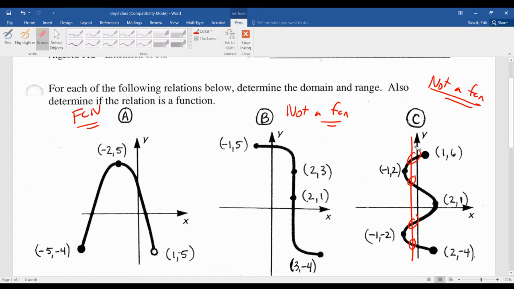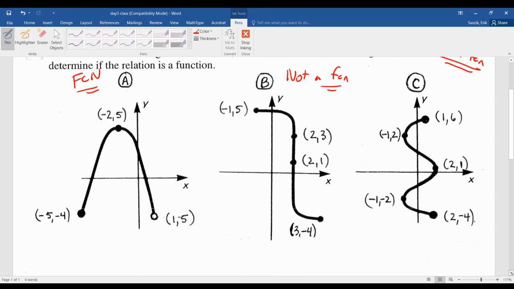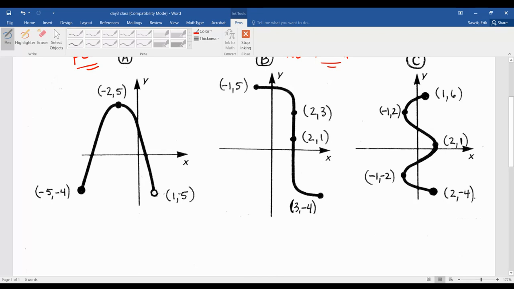Now, in addition to determining if stuff's a function, we also have to write down the domain and range. Now remember, domain is the x values. X values are left and right. But we can't just list the values. The domain is not just -5, -2, and 1. It's because it's every single x value along this line, and that's an infinite number.